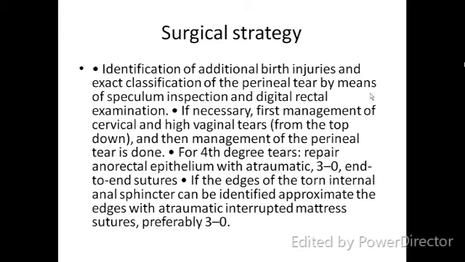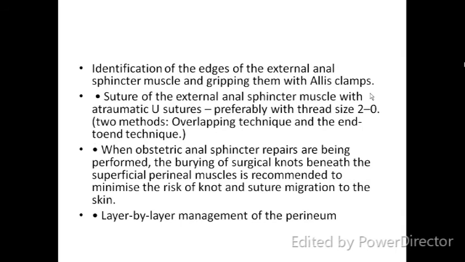By 3-0. If the edge of the torn internal anal sphincter can be identified, approximate the edges with atraumatic interrupted mattress suture, preferably 3-0. Identification of the edges of the external anal sphincter muscles and gripping them with Allis clamp.